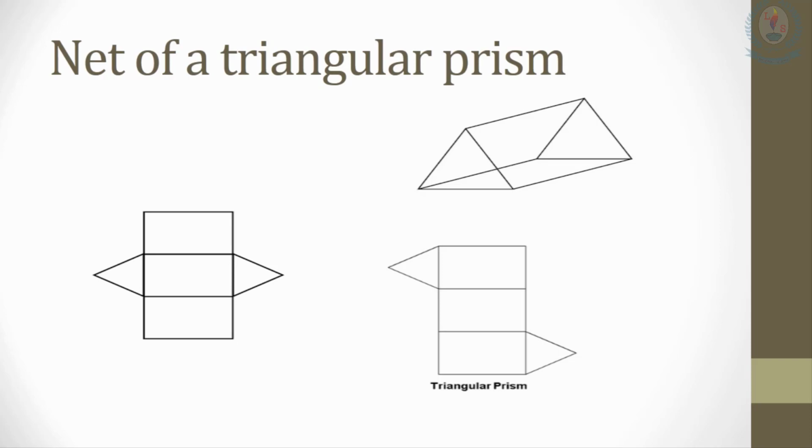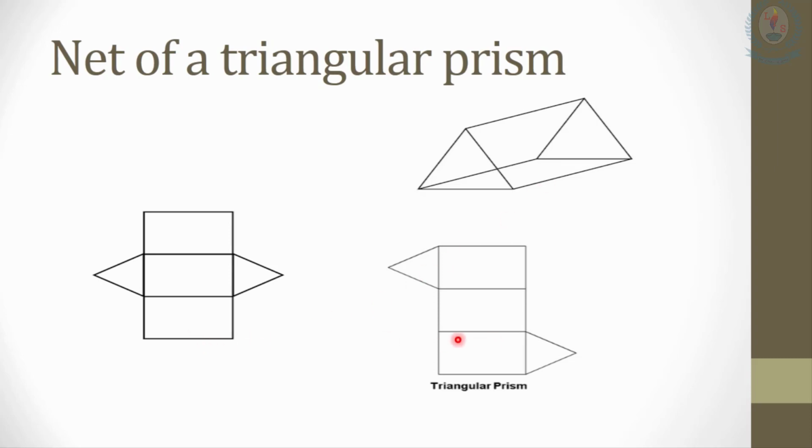Here you can see the net of a triangular prism. This is the triangular prism. It has 3 rectangular faces and 2 triangular faces. Altogether in a triangular prism, there are 5 faces. 3 are rectangles, 2 are triangles.